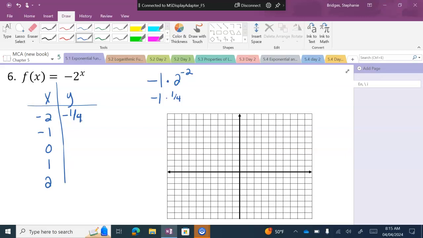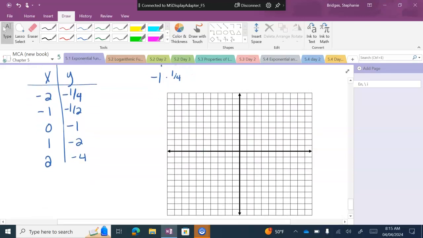What do I get if I plug in -1? -1/2. And if I plug in 0? And if I plug in 1? And then plug in 2? All right, so this time, -2, -1/4, that's going to be just below 0, isn't it? -1 and -1/2 is going to be in between 0 and -1. 0, -1. 1, -2. 2, -4. Can I ever touch the 0 or go above it?